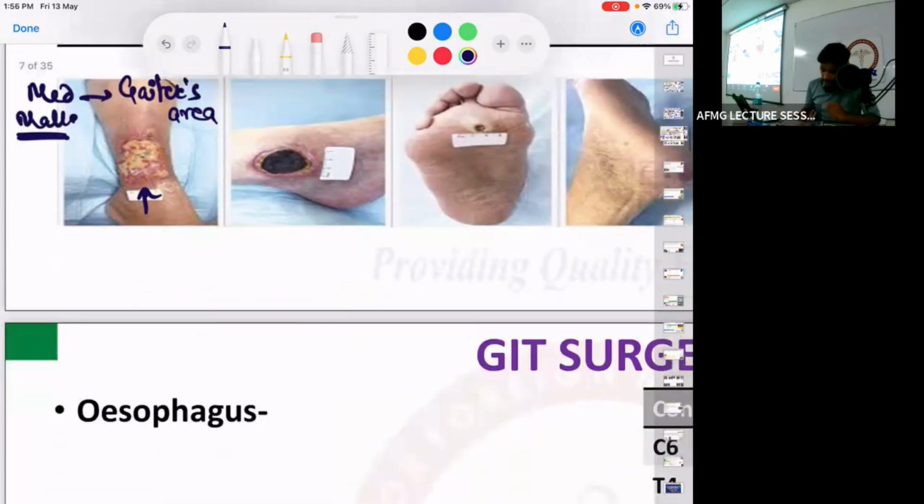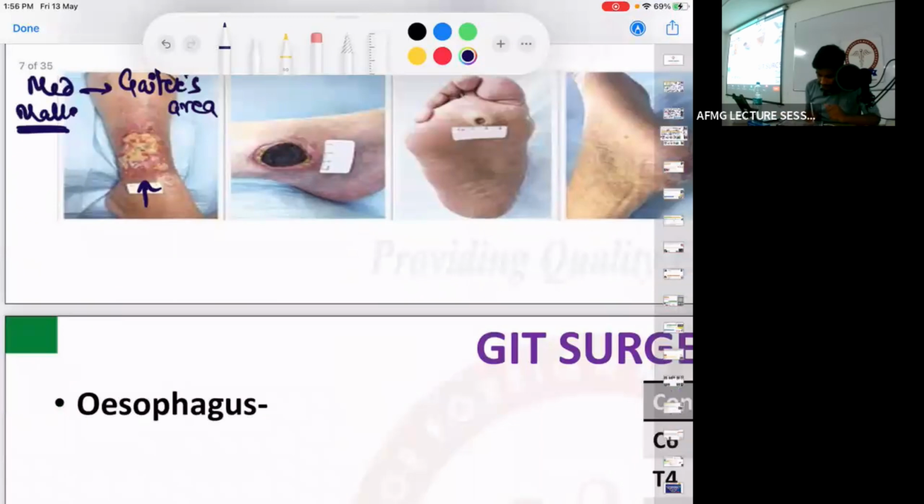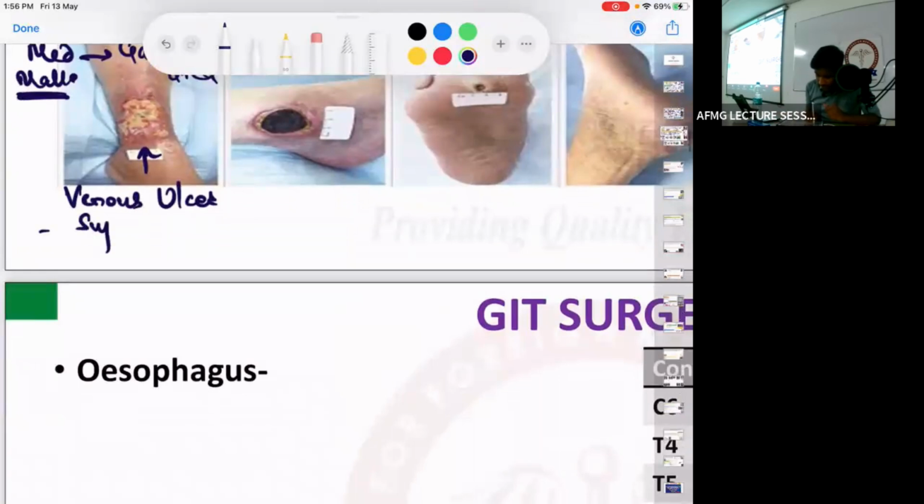Venous ulcer. Venous ulcers are superficial or deep? Venous ulcers are superficial. And are they single or multiple? They are multiple, and they can develop due to varicose veins. Okay, no issues with this.